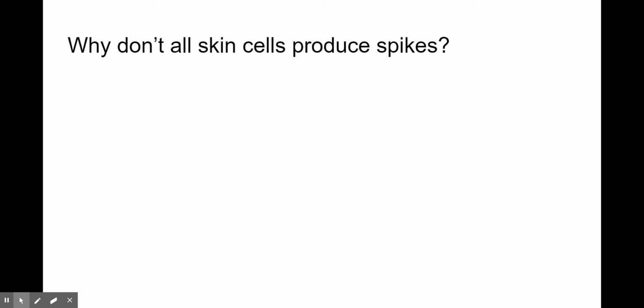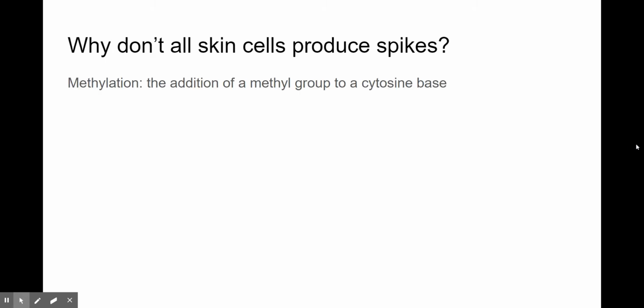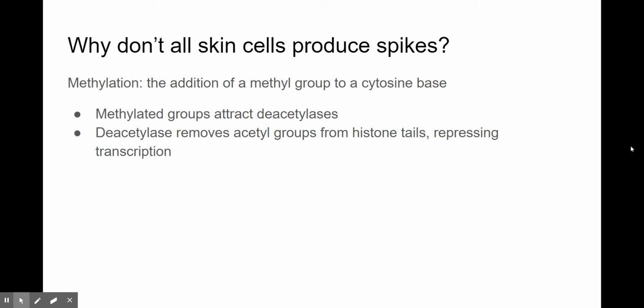However, what about in the case of non-mutated cells? We still see some skin cells will not produce spikes. One such example of regulation that may cause this is methylation. Methylation involves the addition of a methyl group to a cytosine. This attracts deacetylases, like HDACs, which causes nucleosomes to pack tighter together and in turn blocks transcription factors from binding.